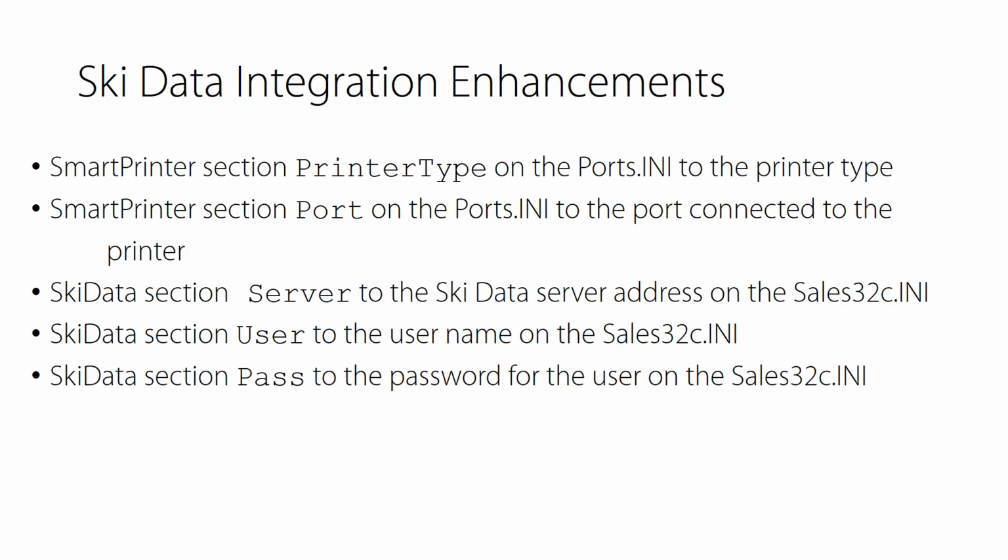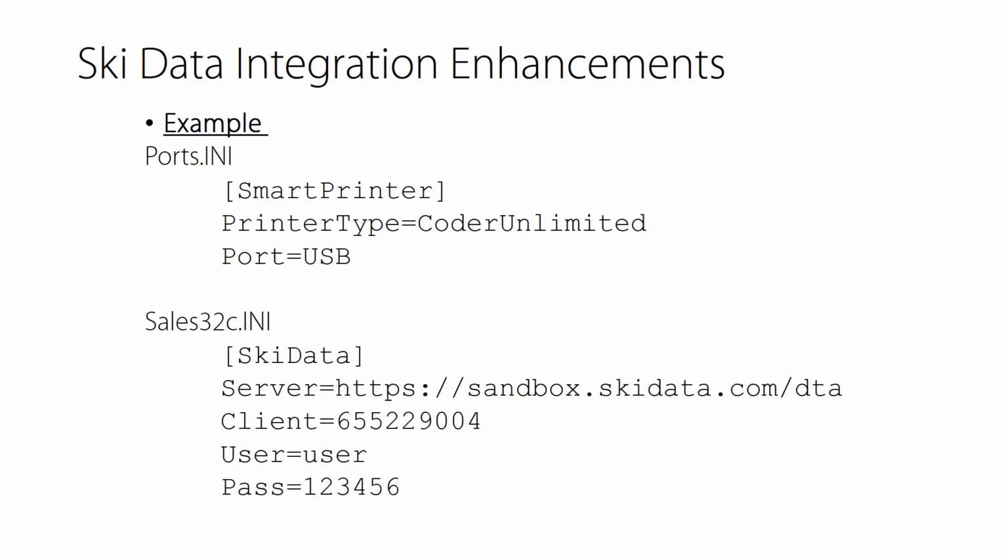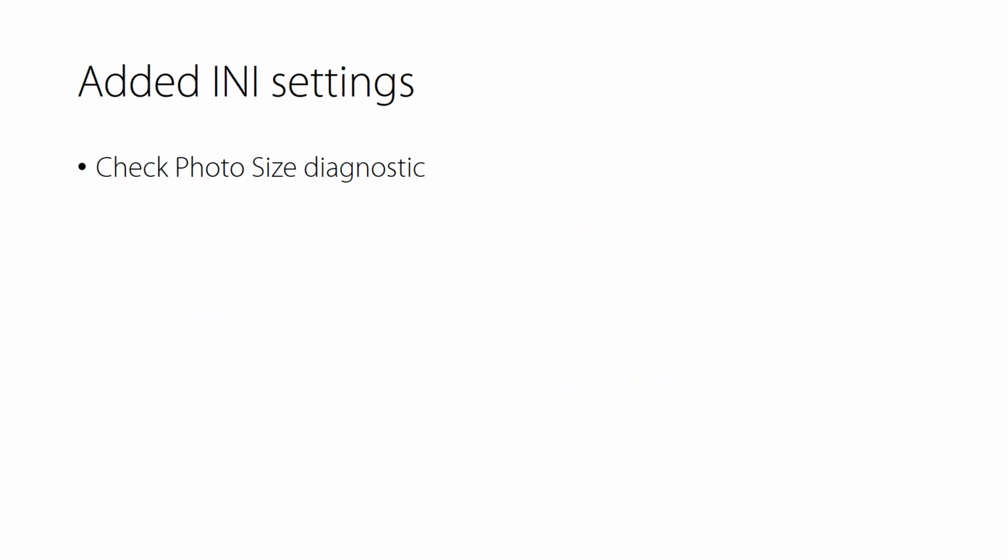After the operator sells SKU data ticket products, Sales identifies and searches layouts for necessary information to print and encode the keycard. When a pass is present, guest information links to the pass. To enable SKU data functionality, users should set these INI settings. Here is an example of what some of those INI settings might look like. You would add settings to both the ports and Sales32C INI files located in the Windows Program Data folder on the sales point.